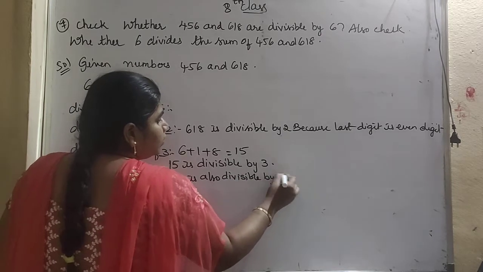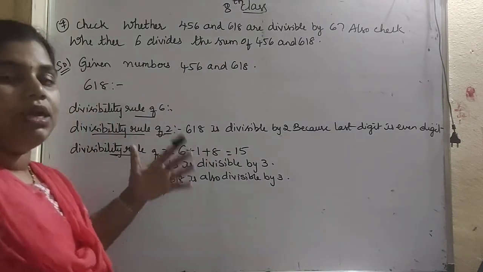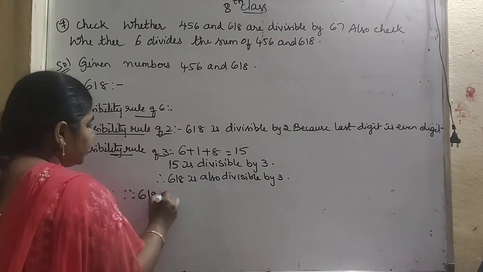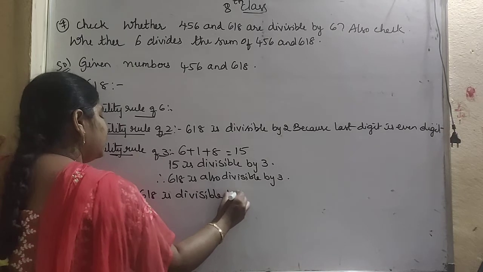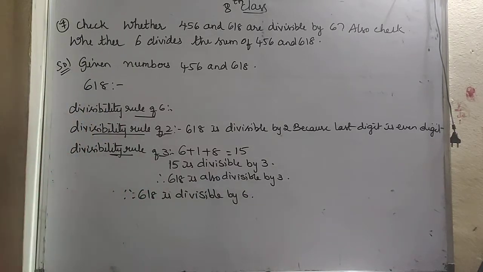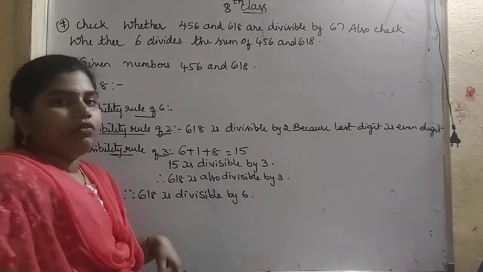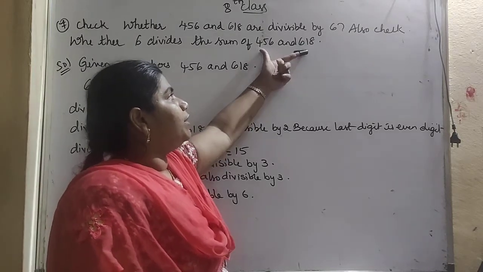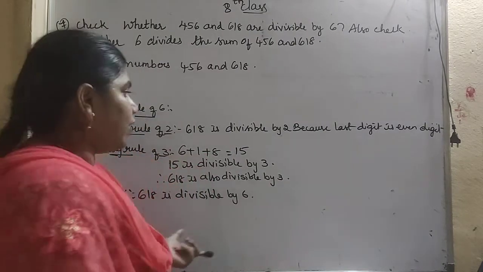So if you see, 2 is divisible and 3 is also divisible, so it will be divisible by 6 also. So therefore 618 is divisible by 6 also. So now what do we have to check? We have checked individually for 456 and 618. Now we have to add these two numbers, and after the addition, check whether the result is divisible by 6 or not.